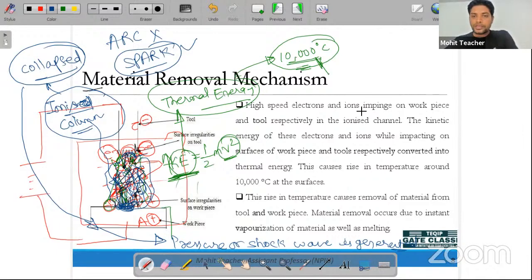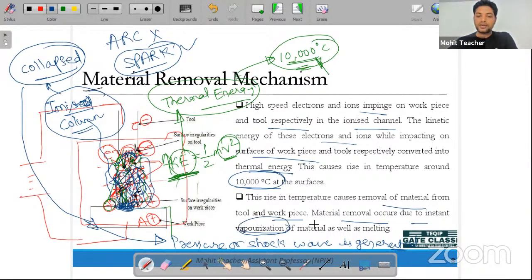High speed electrons and ions impinge on the workpiece and the tool respectively in an ionized cylinder. We have discussed that the kinetic energy of these electrons and ions, while impacting the surface of the workpiece and tool respectively, is converted into thermal energy, and that raises the temperature to 10,000 degrees centigrade. The rise in temperature causes removal of the material from both areas. The material removal occurs due to instant vaporization of the material.